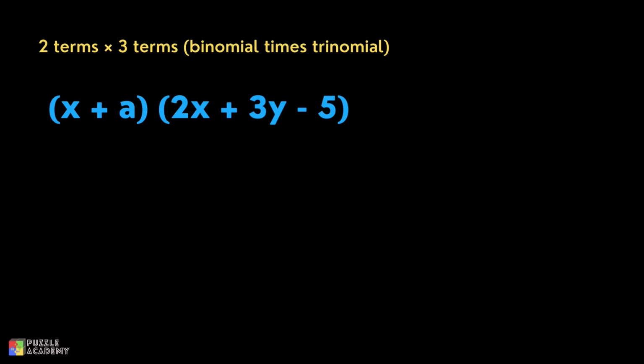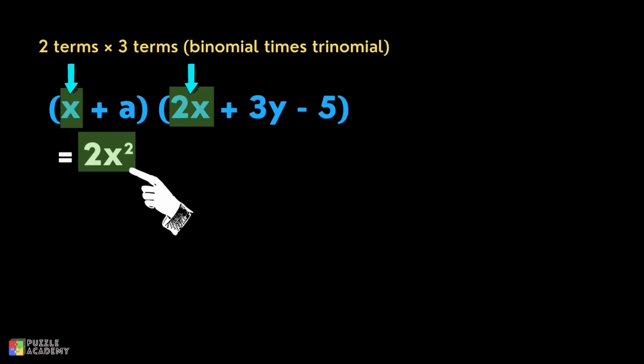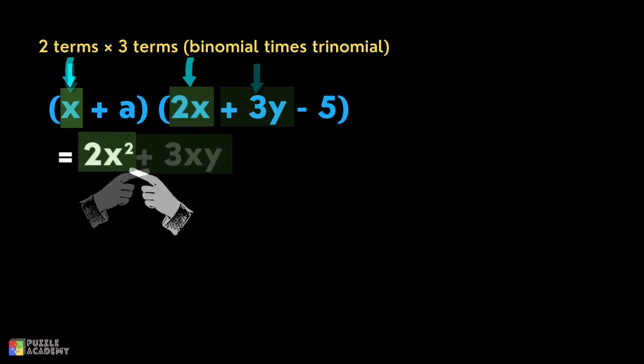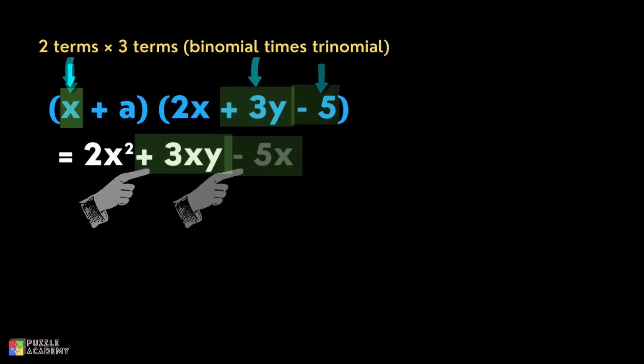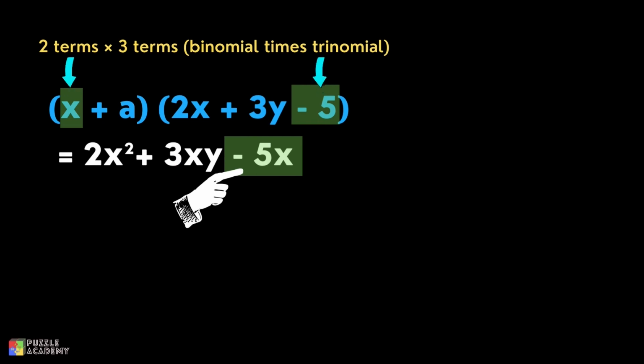But just remember, multiply each term in the first polynomial by each term in the second polynomial. In this given, we have the quantity x plus a times 2x plus 3y minus 5. Then we have the first term, x times 2x, so we have 2x squared. The first and the second term, so x times positive 3y, we have positive 3xy. And the x multiplied by negative 5, that is negative 5x.